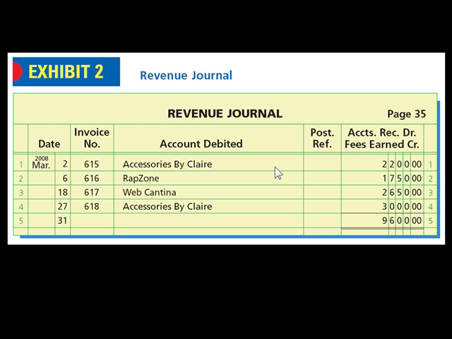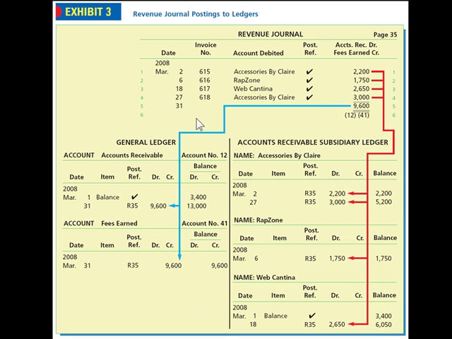So here's another picture, another way to look at it. Here's your revenue journal. By day, you'd list out what revenue you had done. So here you had revenue from Accessories by Claire. These are just some examples. They would be recorded as a credit over here as fees earned, and a debit to accounts receivable. So this is the way a basic journal is set up, with the date, the invoice number, the account that was debited, a post reference, an accounts receivable debit, and a revenue credit with a page number. Remember, this is manual.